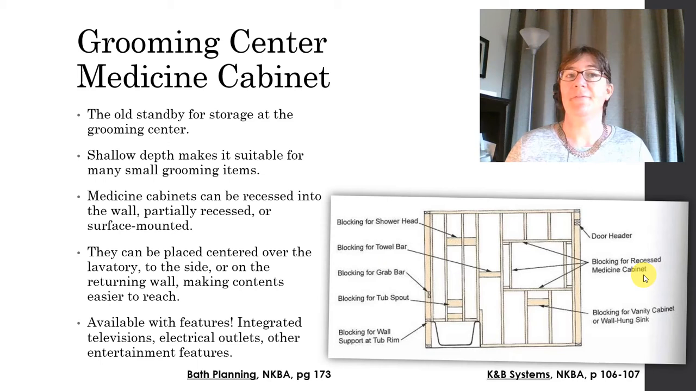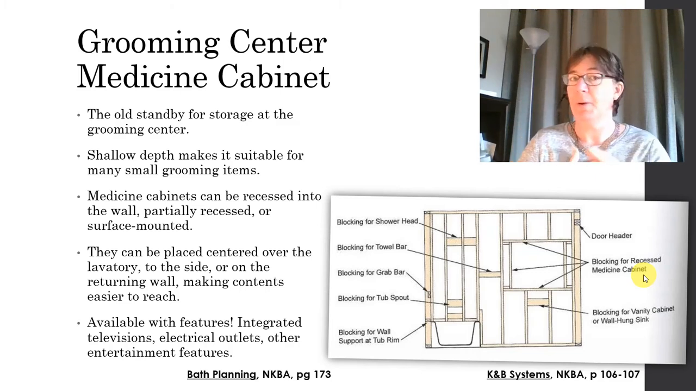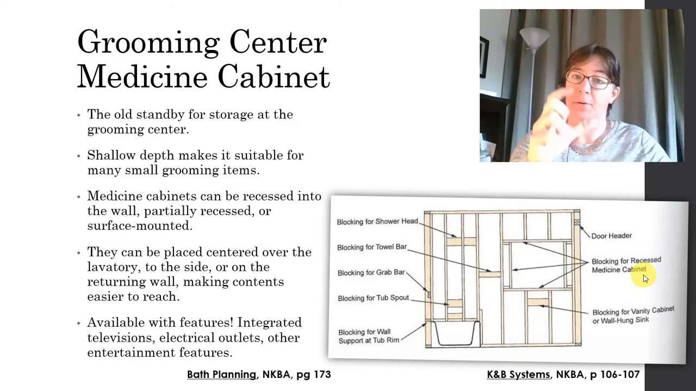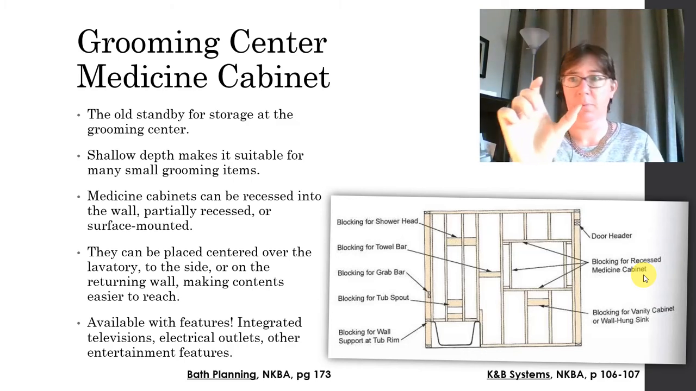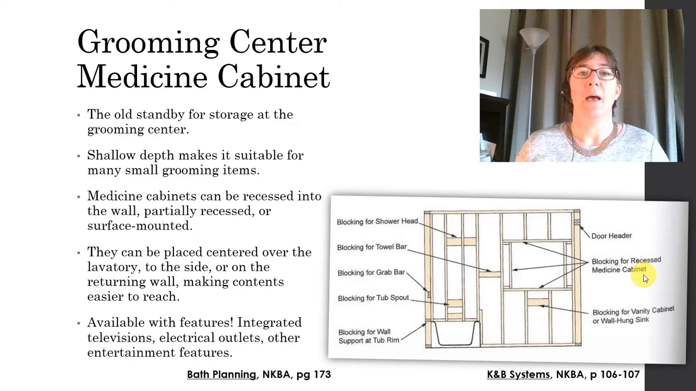Another item commonly found in the grooming center is a medicine cabinet. This is an old standby for storage. I know I grew up with them and you probably did too. They're shallow, only about 2.5 inches deep, which makes them suitable for many of the small grooming items. Medicine cabinets can be recessed into the wall. They can be partially recessed or they can be surface mounted.